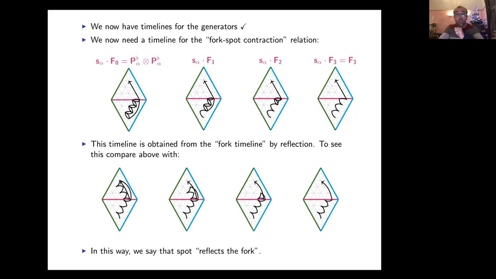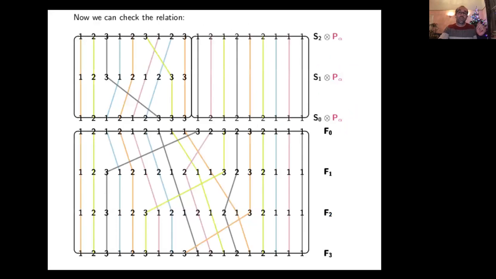So there at the top is this new thing, the right-hand side of the relation, and here on the bottom is the fork. And they look very similar, right? One's just obtained from the other by reflection. And so we apply these timelines to prove the relation. And how does that work? So I'll show you on the next slide.